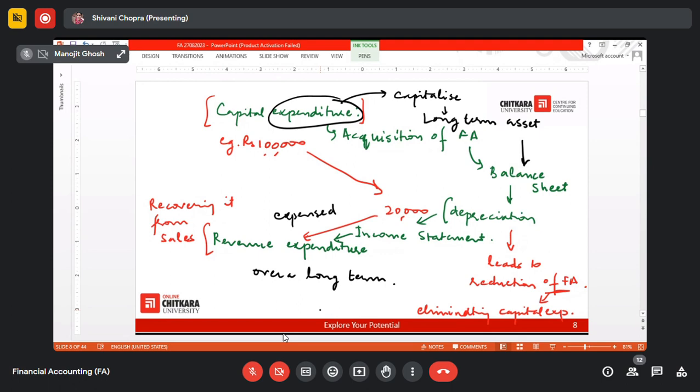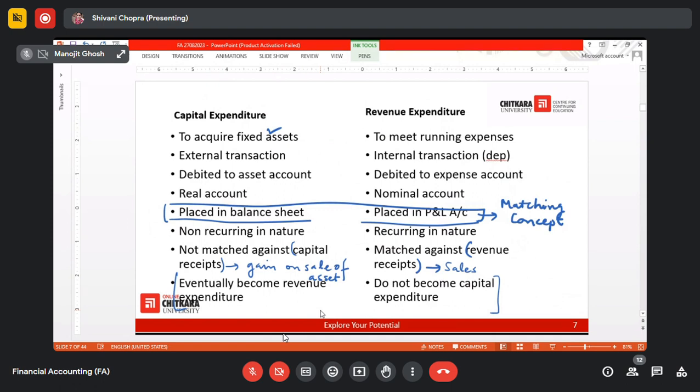Rest everything is very simple to understand. You can have a look that the rest of the things are quite simple. The few things that require your attention is that this all is occurring because of the matching concept. Whenever you need to eliminate the capital expenditure, you'll have to convert a part of it into a revenue expenditure, and then you can write it off because you're ultimately following this matching concept. Capital expenditure is not matched against revenue receipts, whereas revenue expenditure is matched against revenue receipts.